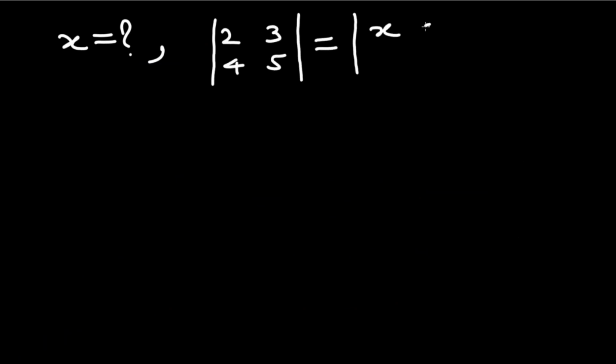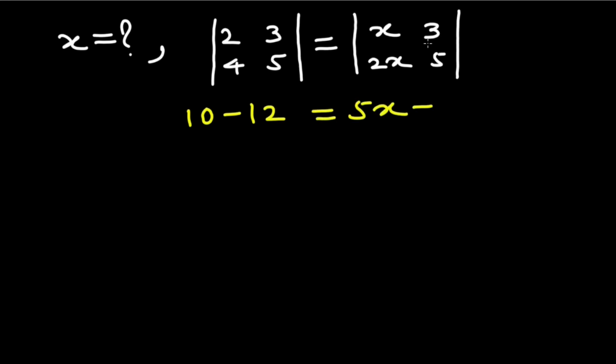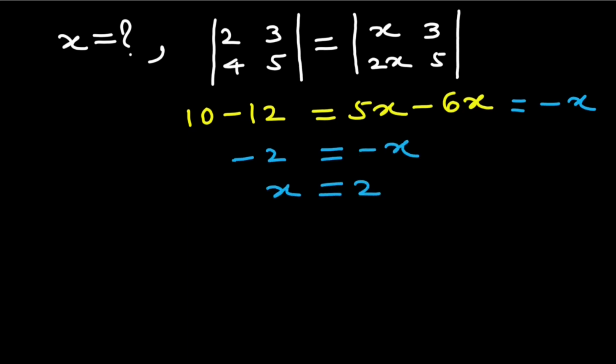We have to find the value of x if determinant 2, 3, 4, 5 equals determinant x, 3, 2x, 5. Determinant on the left hand side will be 2 multiplied by 5, 10, minus 3 multiplied by 4, 12, equals x multiplied by 5, 5x, minus 3 2s are 6x. So that will be minus x. So we get minus 2 equals minus x, that is x equals 2. So x equals 2 is the value of x.